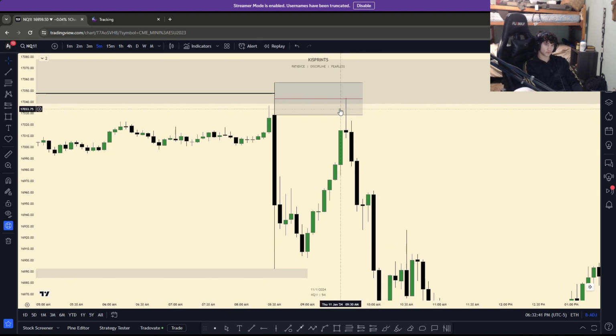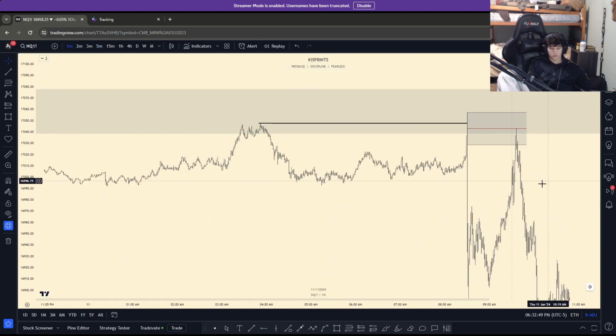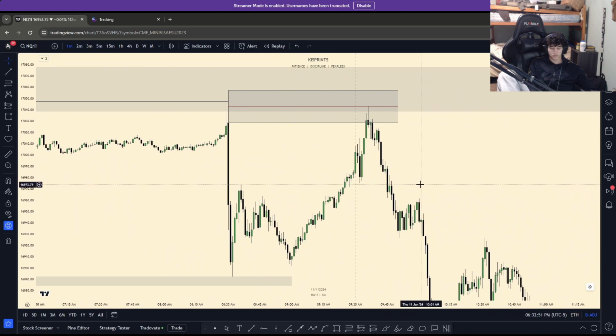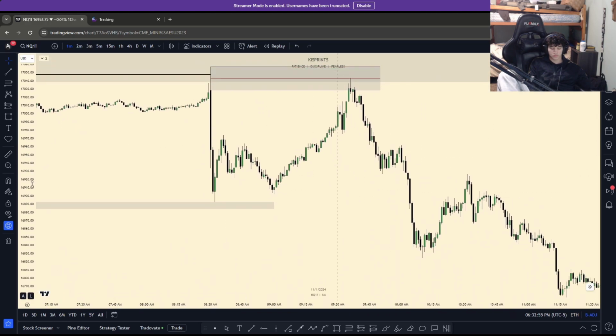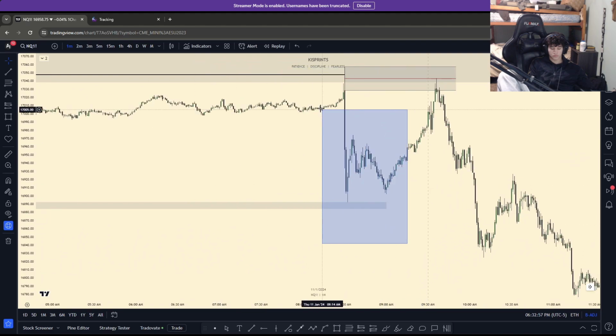But let's say you already knew this. You had the PD array marked out, you had the rejection block marked out, either or. You expect, I'm not saying go short right away, expect a setup. And what is a setup? This is where you drop down to the model setup I just told you guys about.